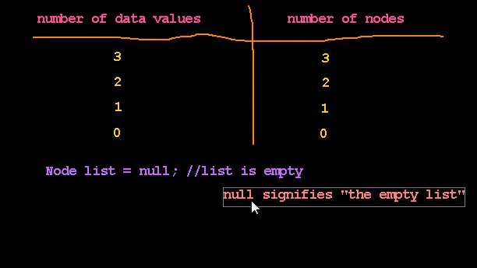Whenever we have an empty linked list, we use the value null to represent that empty linked list. This is probably going to bother you, and I think this takes a lot of getting used to. In fact, this is very different than things we've seen before, right?